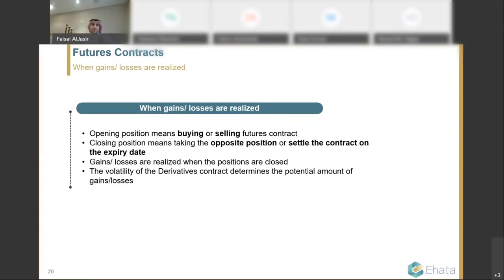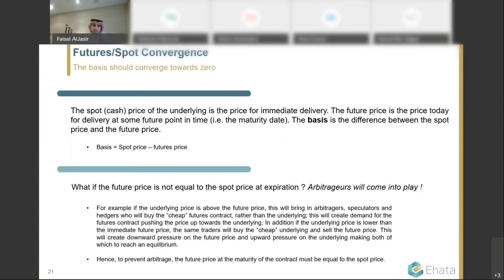Again, the volatility concept comes back. The volatility of the derivative determines the potential amount of gains or loss, and the volatility of the derivative is a function of what the underlying is. So one important concept I would like to shed some light on is the importance of understanding the relationship between spot and futures.